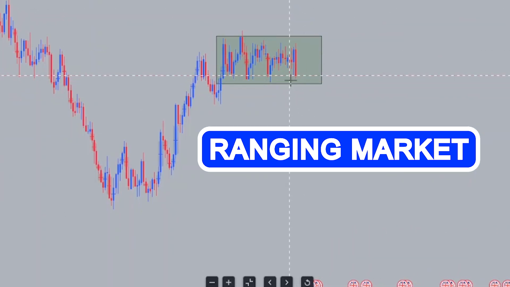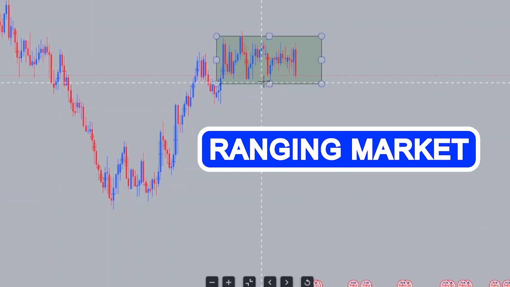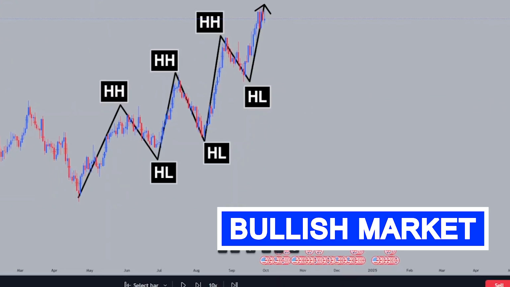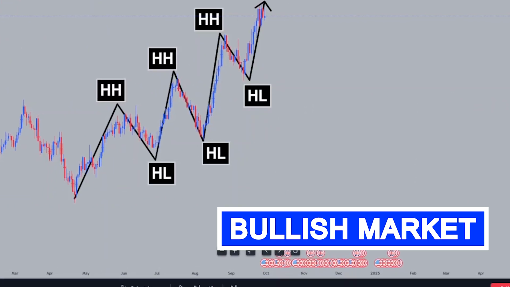If the price action is doing something like this, there is no specific movement. So during this ranging market, as a professional price action trader, you are not supposed to do anything. You are not supposed to trade. Just shut down your system until the market switches from the ranging market structure to either the bearish market structure or the bullish market structure.